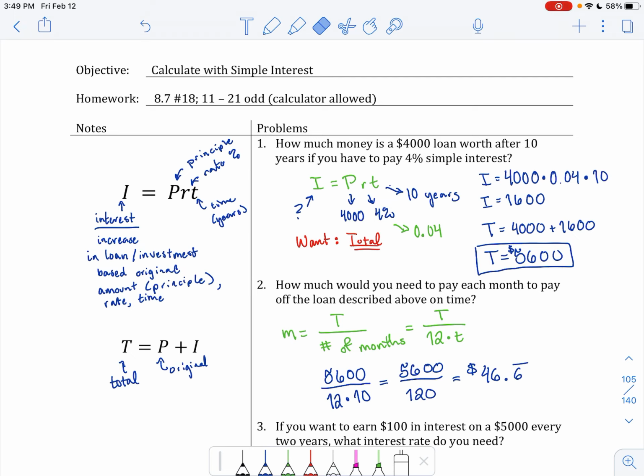Since we want to round to the second decimal place when we talk about money, because dollars are out of 100, I'm going to round correctly to 67. So while you have to pay off $5,600, you're only paying $46.67 a month, which is why monthly payments are so important to think about.